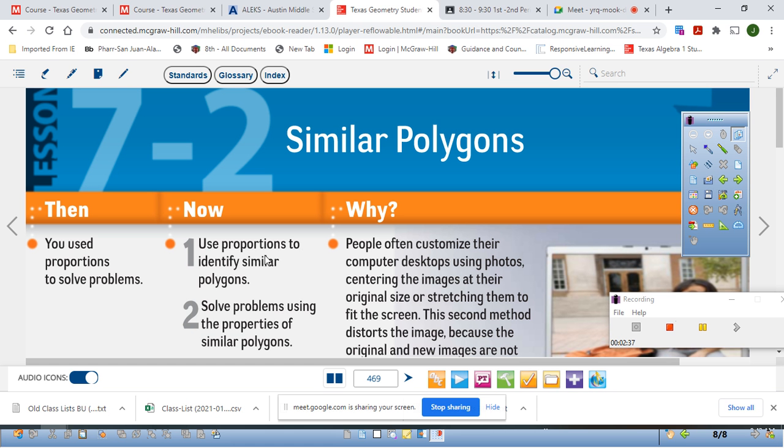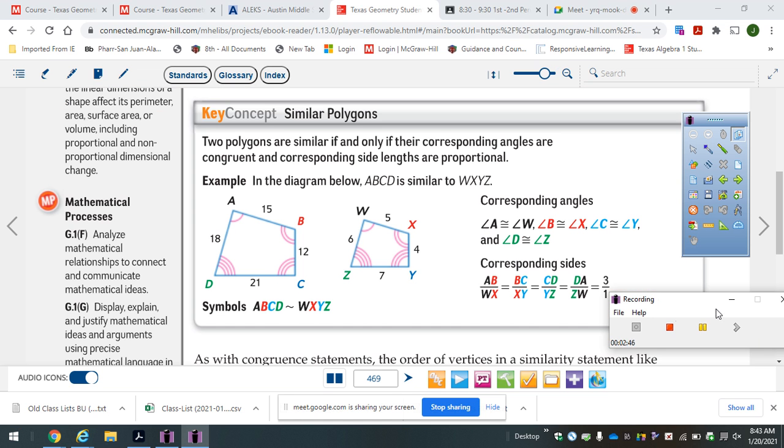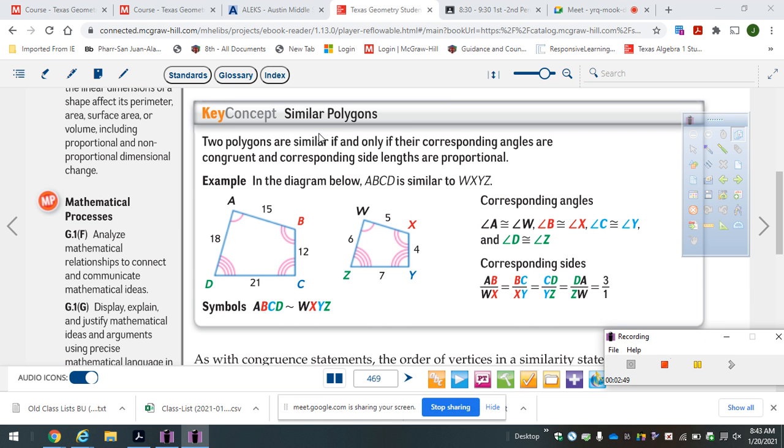So here we go. Use proportions to identify similar polygons, and we're going to solve problems using the properties of similar polygons. Two polygons are similar if and only if the corresponding angles are congruent and corresponding side lengths are proportional. The symbol is one squiggly line. That little wavy squiggly line means that they're similar. Does it mean that they're the exact same size? It means that they're similar. What that means again is that it has congruent corresponding angles and corresponding side lengths are proportional.